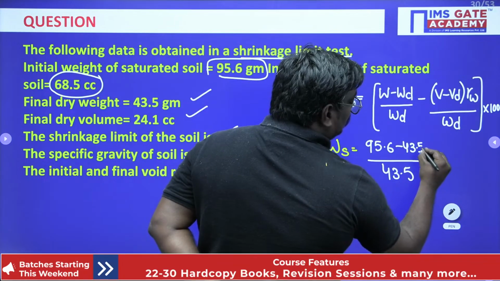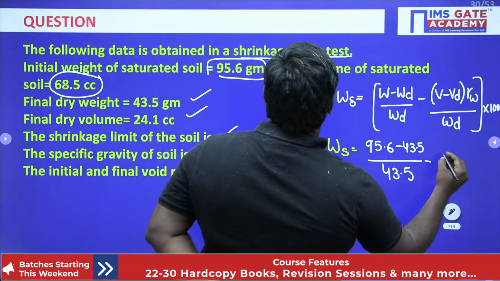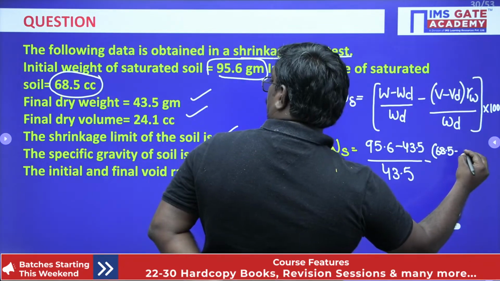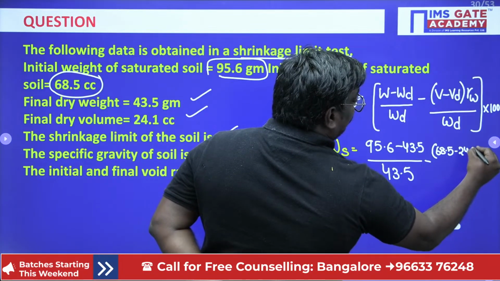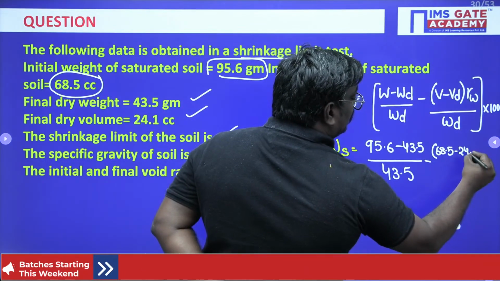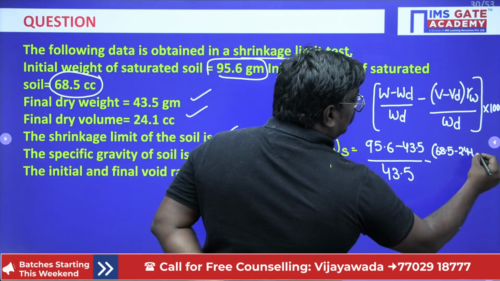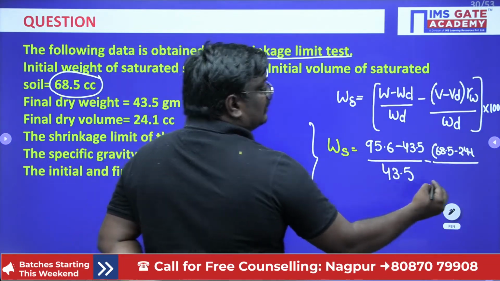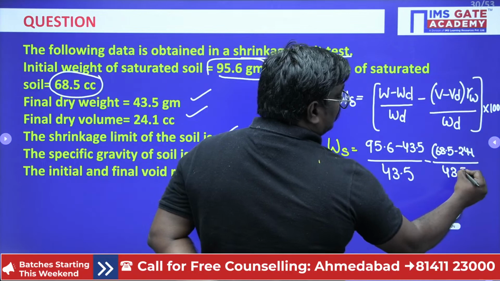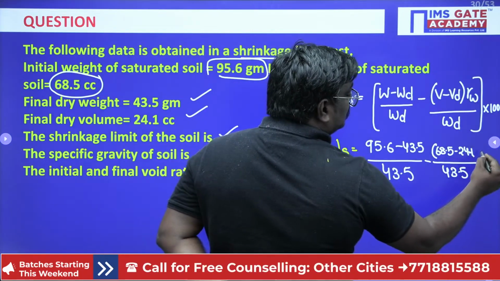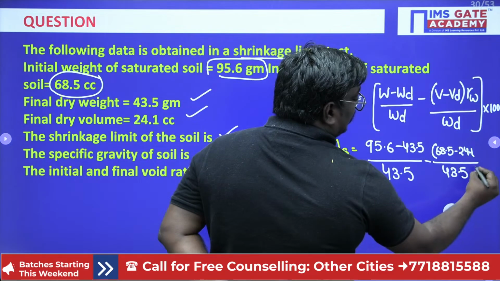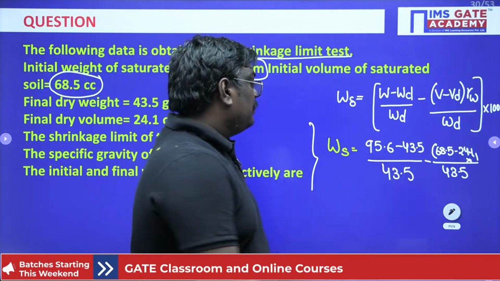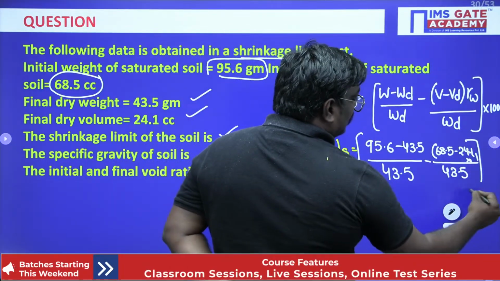Minus, 68.5 minus 24.1, divided by, what is the value here? What is dry weight? Dry weight is nothing but 43.5. Here gamma W will be taken as 1. So, what is this value? Can you tell me? Just multiply with 100 also.